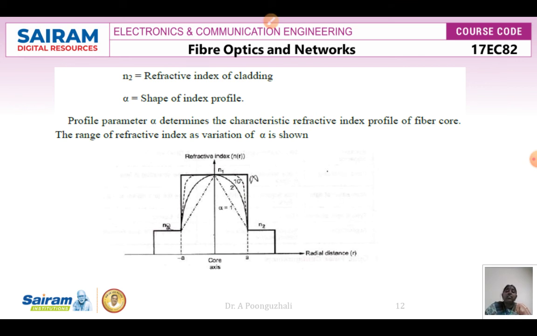When alpha is equal to 2, the refractive index is going to be maximum and a small constant is going to be seen there. That is a parabolic shape. And when alpha is equal to 10, we can see that the refractive index is going to be constant for some duration, and then slowly it is going to decrease towards the n2 region.